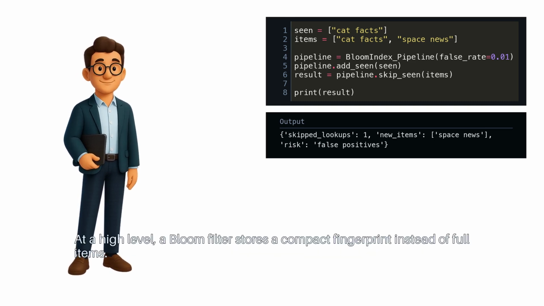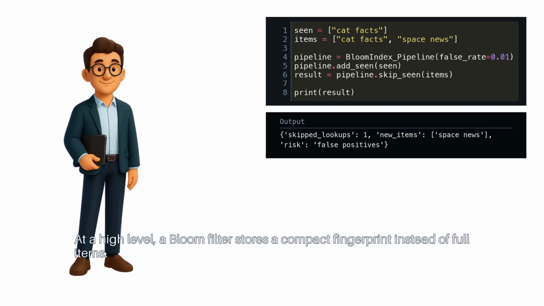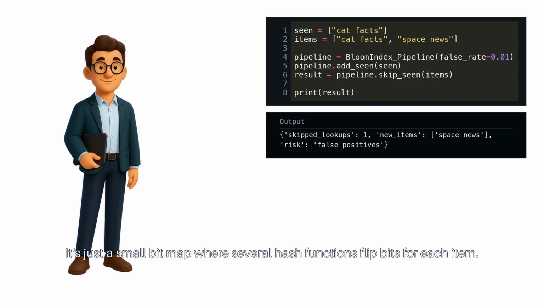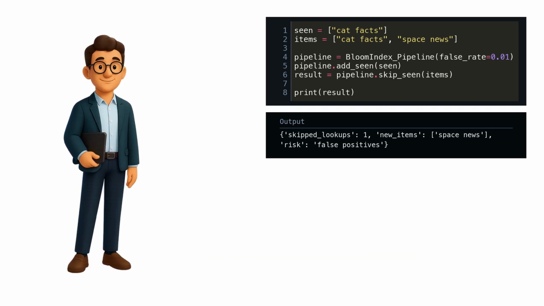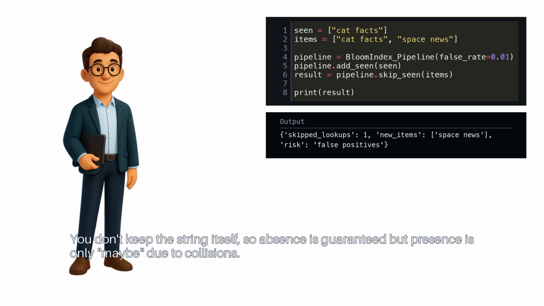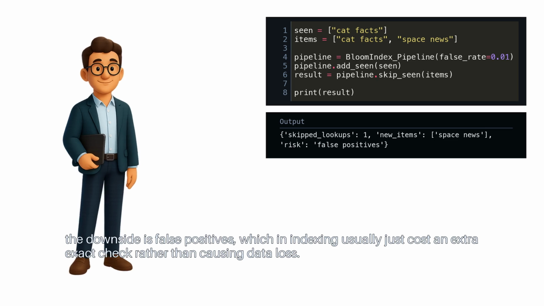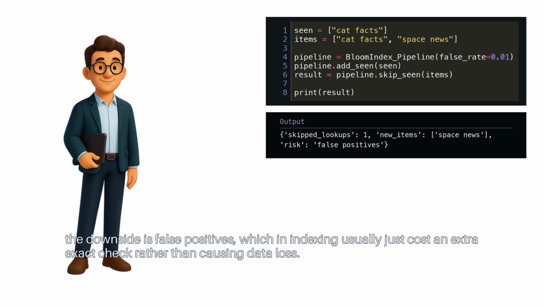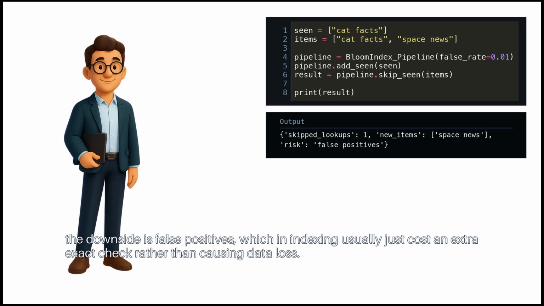At a high level, a Bloom filter stores a compact fingerprint instead of full items. It's just a small bitmap where several hash functions flip bits for each item. You don't keep the string itself, so absence is guaranteed, but presence is only maybe due to collisions. The upside is tiny memory use. The downside is false positives, which in indexing usually just cost an extra exact check rather than causing data loss.